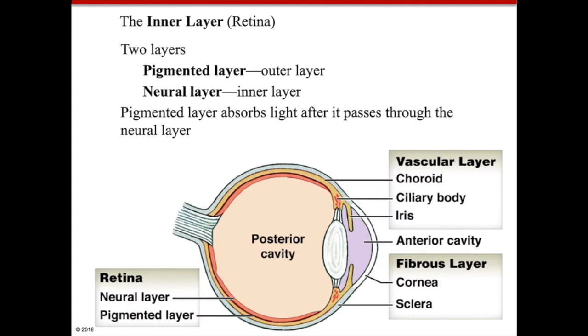The last layer is the inner layer. The inner layer has 2 layers, a pigmented layer and a neural layer. We are going to see how this all works now, and then we'll discuss a little bit about the neural layer.